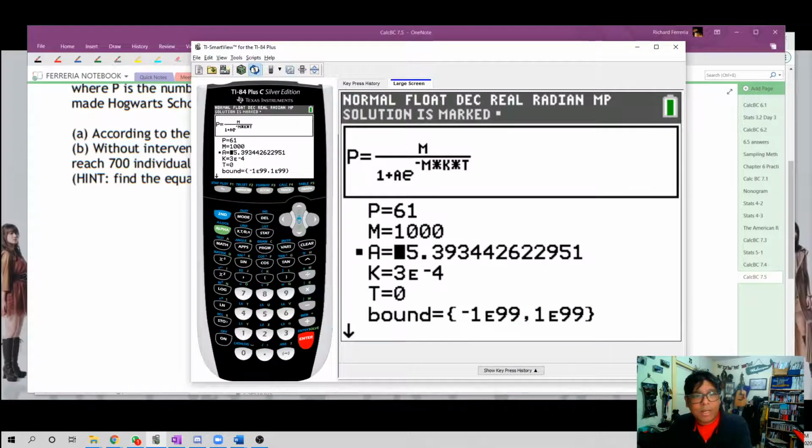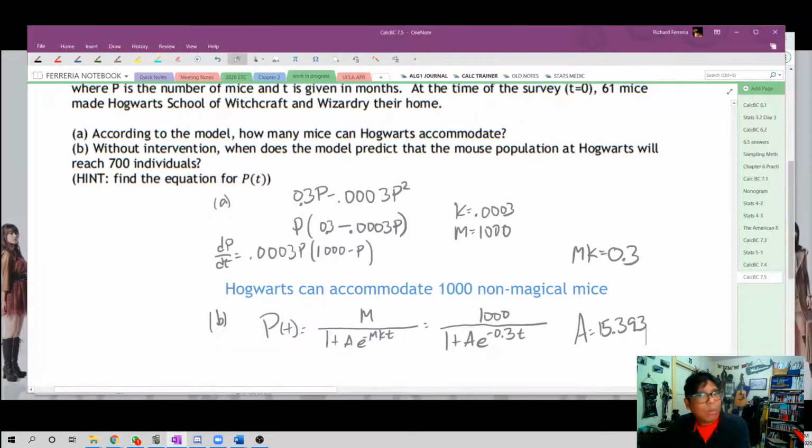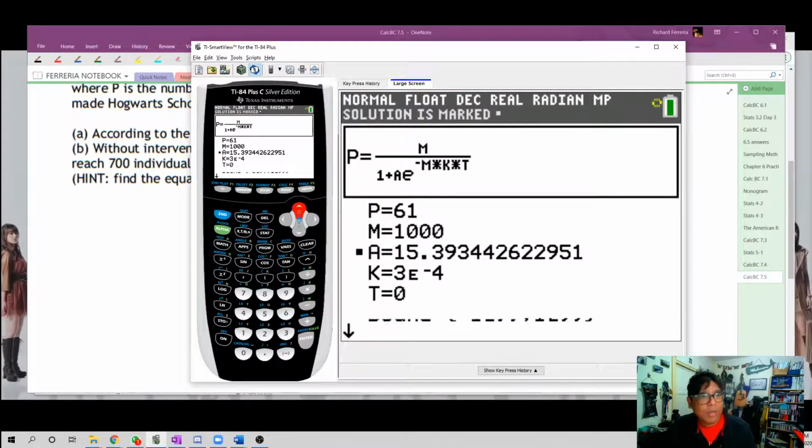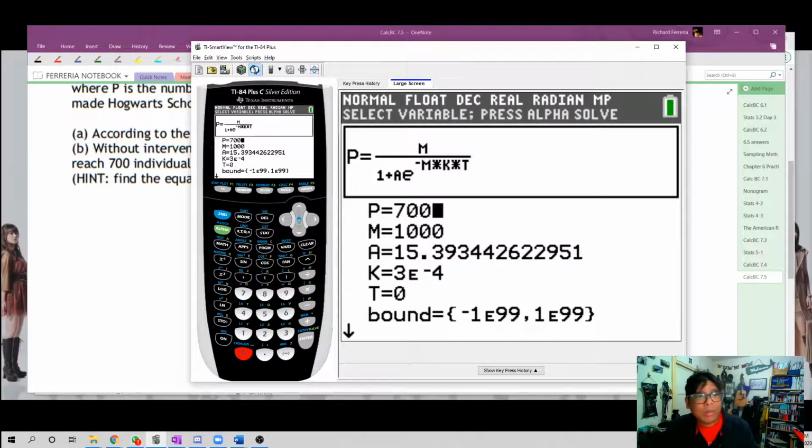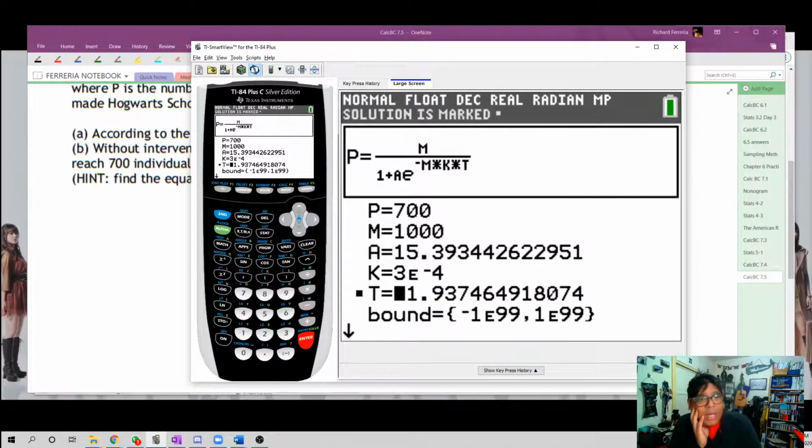And then finally, we'll solve, when will we have 700 mice? So when is the population going to be equal to 700? Let's take a guess here for t, and I'm uncomfortable putting a 0 there. I do want a positive number, so let's put 10. And we'll alpha solve. And the number we get is, I got pretty close, 11.937.